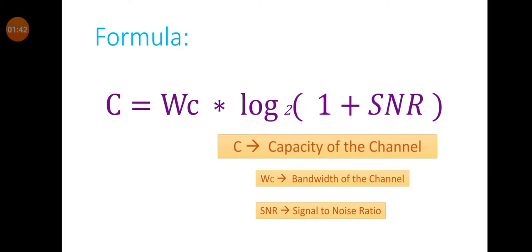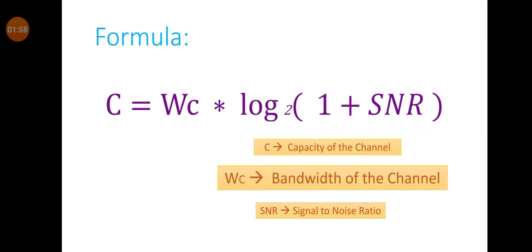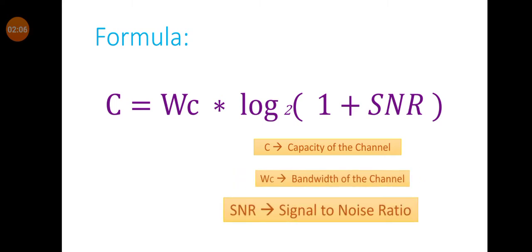Here C represents the capacity of the channel. Capacity means the maximum it can transmit. That is the capacity of any channel. WC represents the bandwidth of the channel. And SNR means signal to noise ratio.